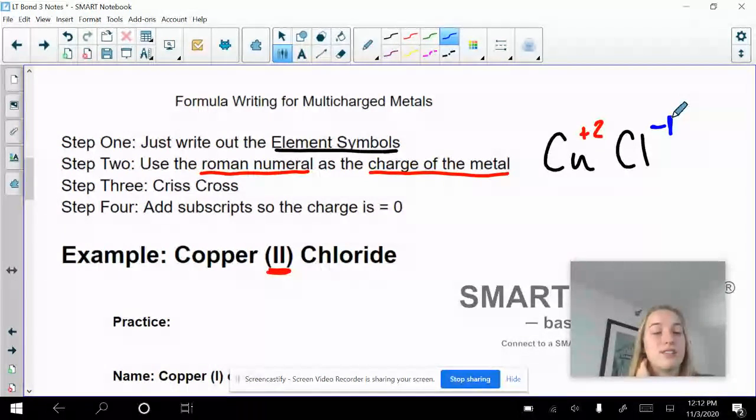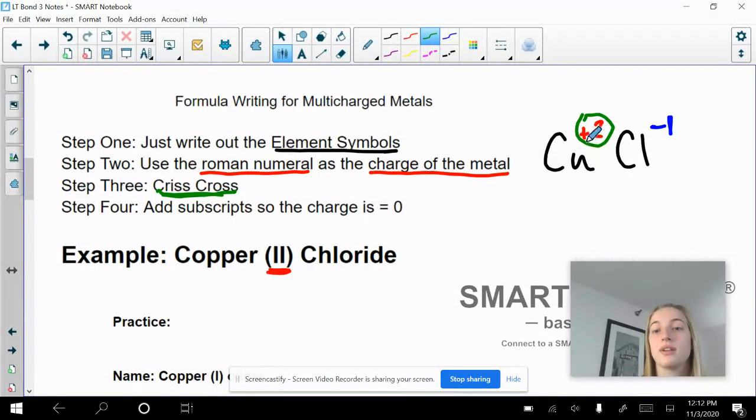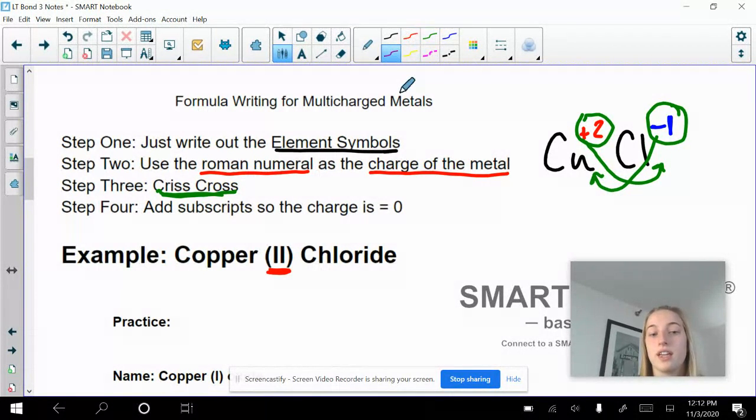So chlorine is -1. The next thing that I'm going to do is crisscross. So what this means is I'm going to take my charge from my copper and bring it down to the bottom by my chlorine. I'm going to take my charge from chlorine and bring it down and put it by the bottom of my copper. So this kind of gives us that little crisscross look. Then we are going to put that together to give us our final answer.